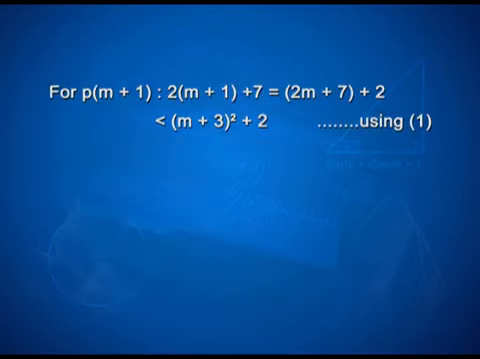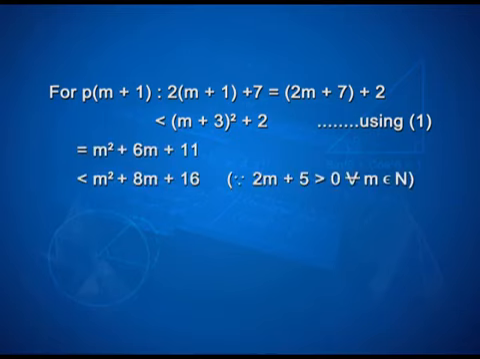For P of m plus 1, we can write 2 into m plus 1 plus 7. That can be simplified as 2m plus 7 plus 2, which is less than m plus 3 whole square plus 2. Again using the first equation, on expanding we get m square plus 6m plus 11, which is obviously less than m square plus 8m plus 16.